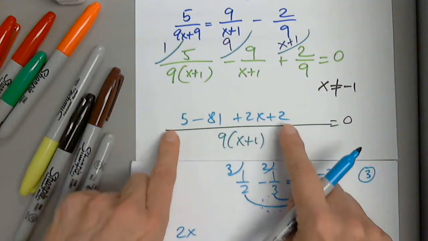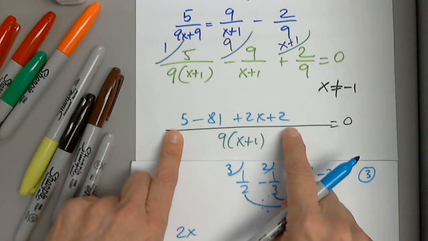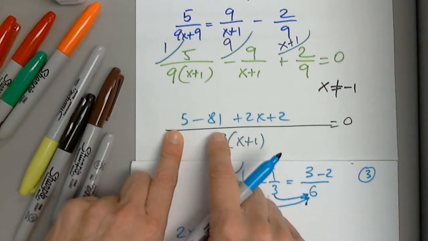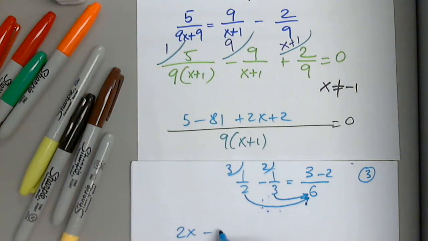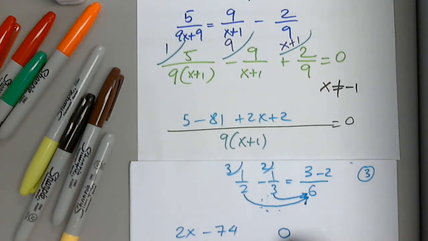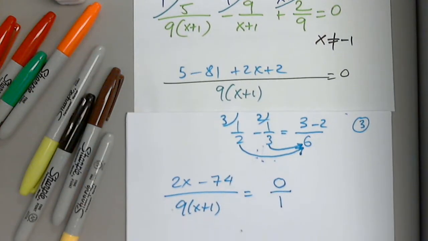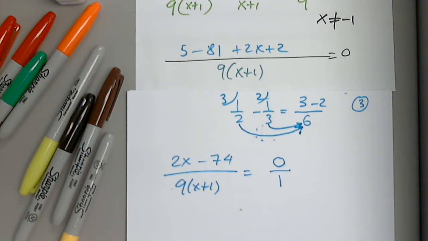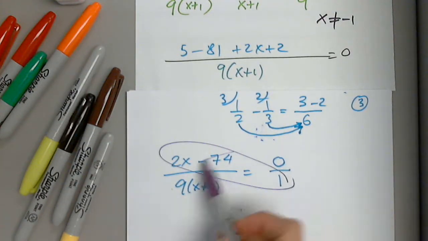So we have 2x, and this is +7. -81 plus 7 will be negative, what is it, 74? Correct me if I'm wrong. Over 9x plus 1. At this point, I remind myself that this is now a proportion. And at this point, I will cross multiply.